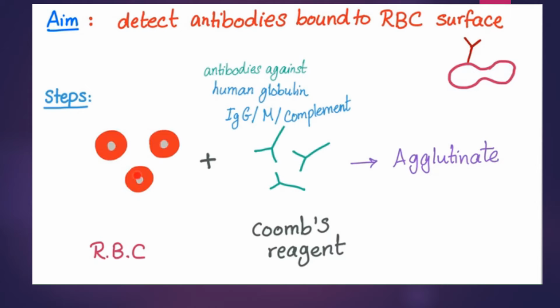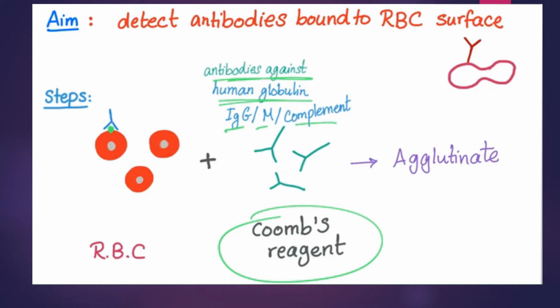We get some nice red blood cells from where? From the patient. So these are the patient red blood cells. These are covered with antibodies, and these antibodies are contacting the antigens. Then we add something called Coombs reagent, which is antibodies to human globulin. Could be against IgG, against IgM, or the complement.